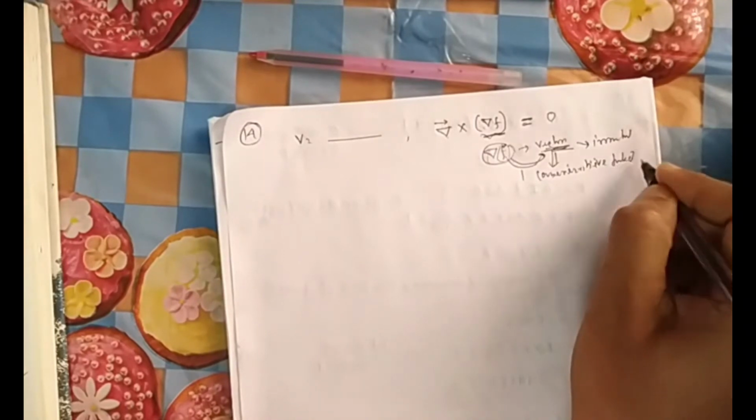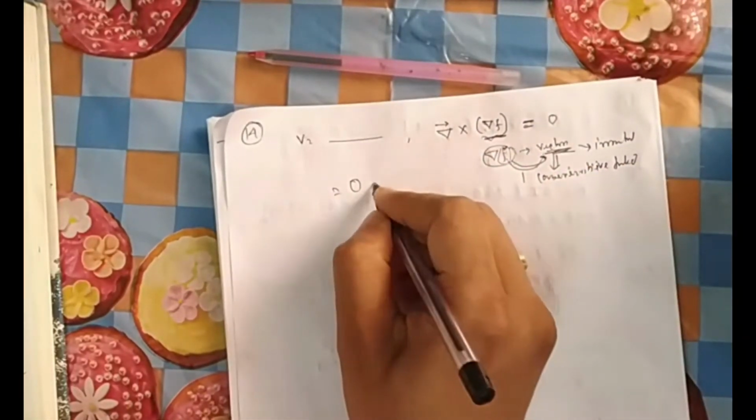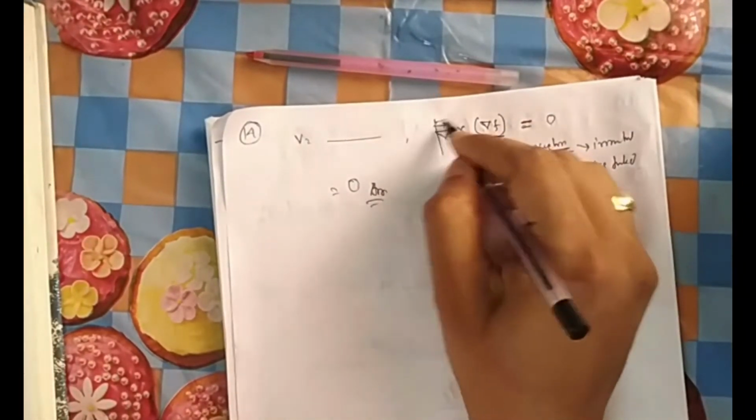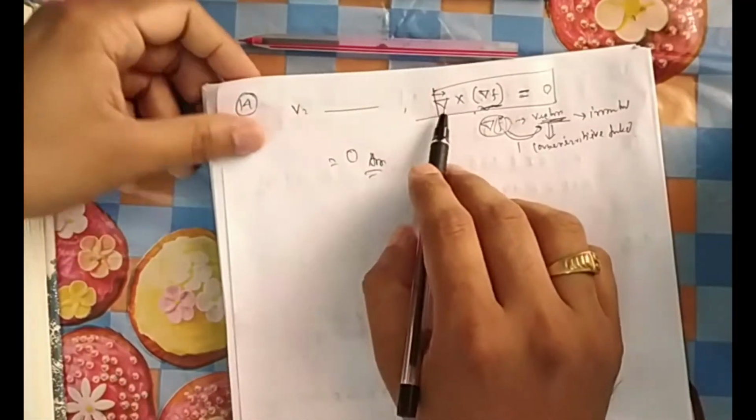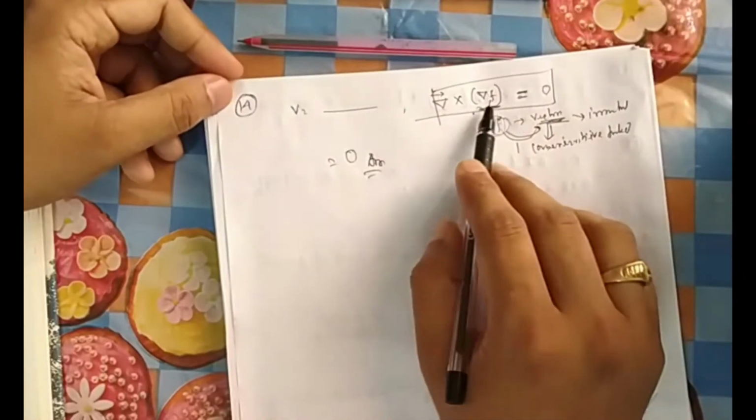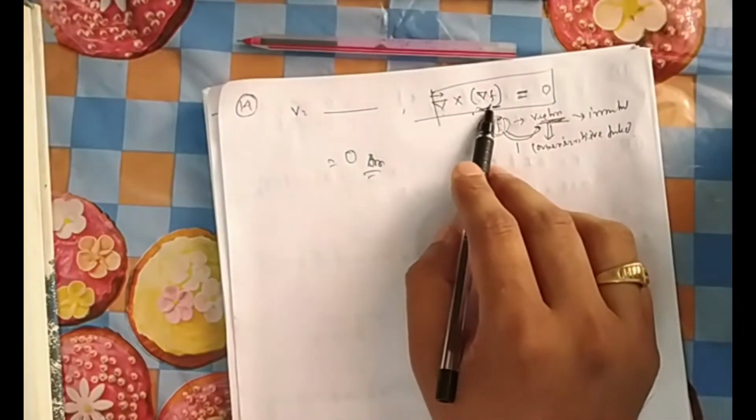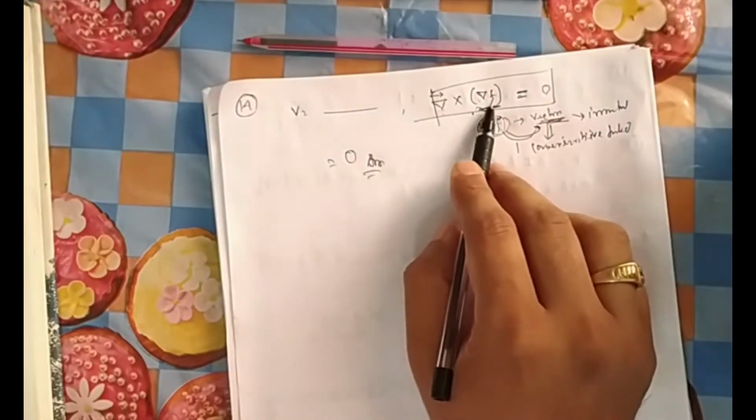So the answer here is 0. There is nothing to do here, you just have to remember this property, and you can easily remember it. You have to calculate the curl of a vector, but it is not a vector, it is a dummy vector that has been generated from a scalar.